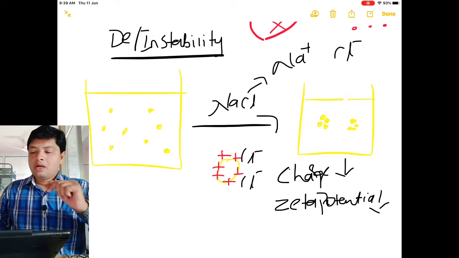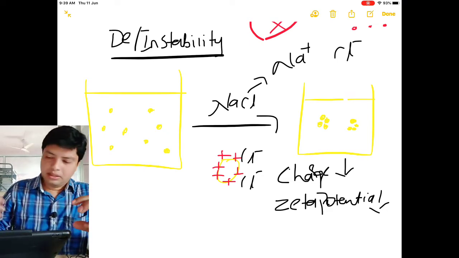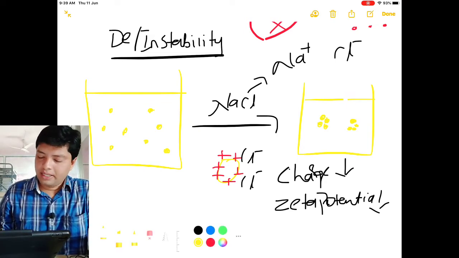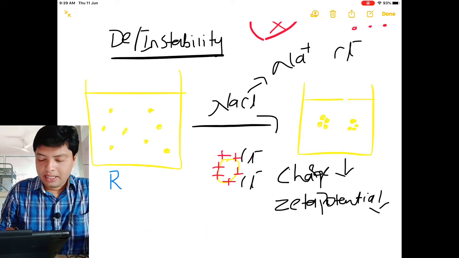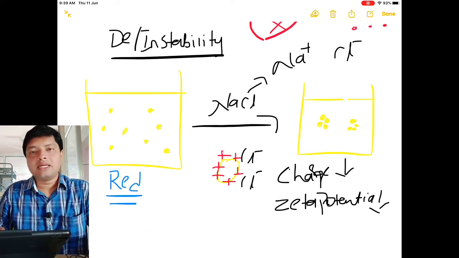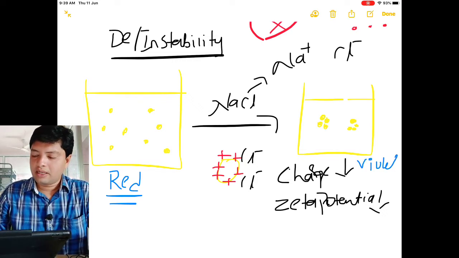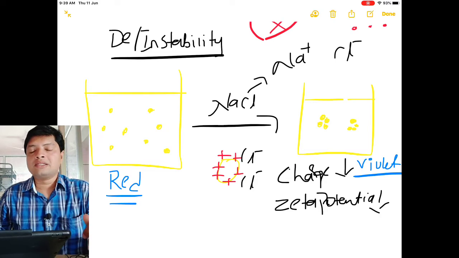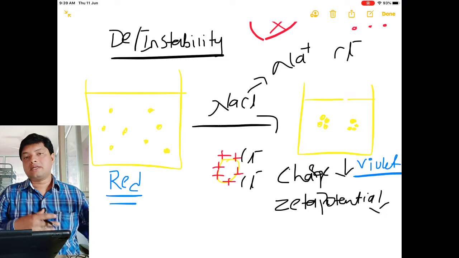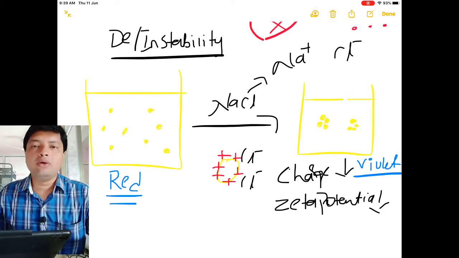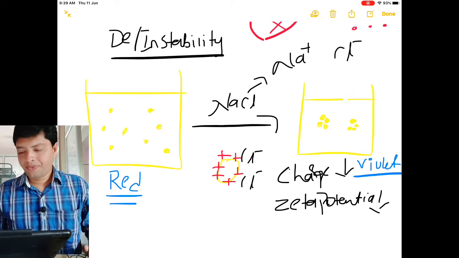Now, what is the color of the unstable colloid and the stable colloid? Regarding the color, the stable colloid will be red. So red color indicates the colloid is more stable. If the color is violet, then that color indicates the colloid is unstable. How does this color indicate stability? You need to go and check my video on introduction of colloids. I will give that in the description.